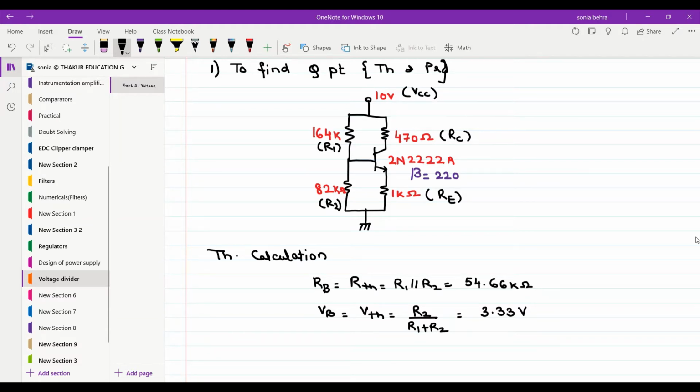Okay. Now IB is given as VB minus VBE upon RB plus 1 plus beta times RE. This is equal to, substitute the values, you will get this value as 9.54 microamperes. Remember, this is current, so unit is microamperes.